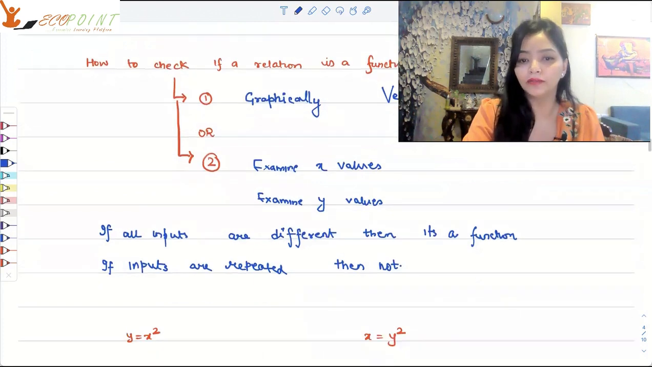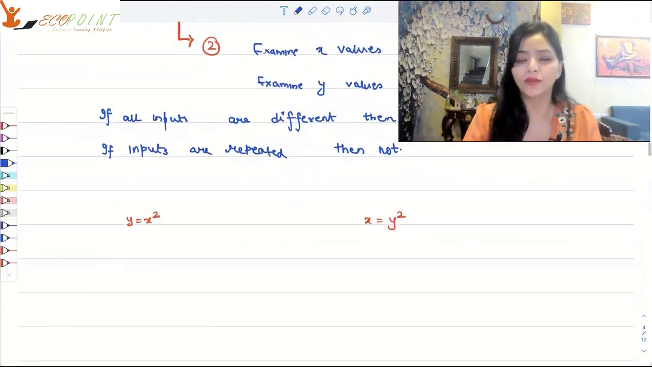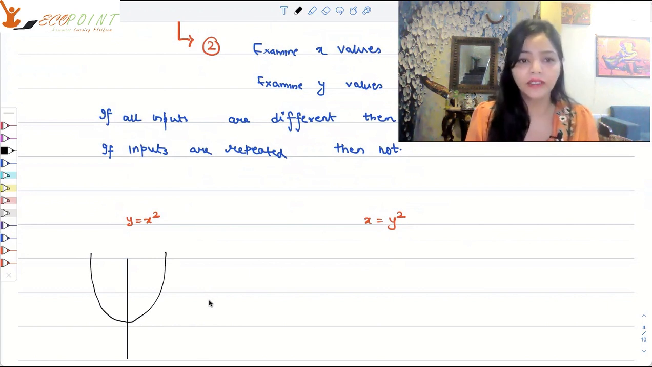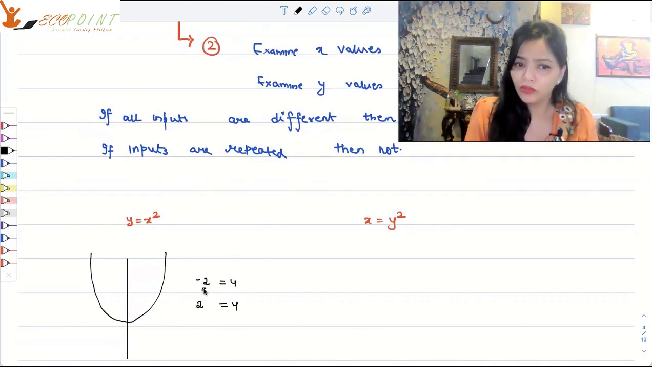What do I mean here? Let's look at the two scenarios, y equals x squared and x equals y squared. We've already seen y equals x squared, but to put emphasis on the definition once again, I'm going to take this parabola. If you put input -2, you will get 4. You put input 2, you will get 4. So the inputs are distinct. Even when the outputs are the same, inputs are distinct. Every time you have an output, you have a distinct input.